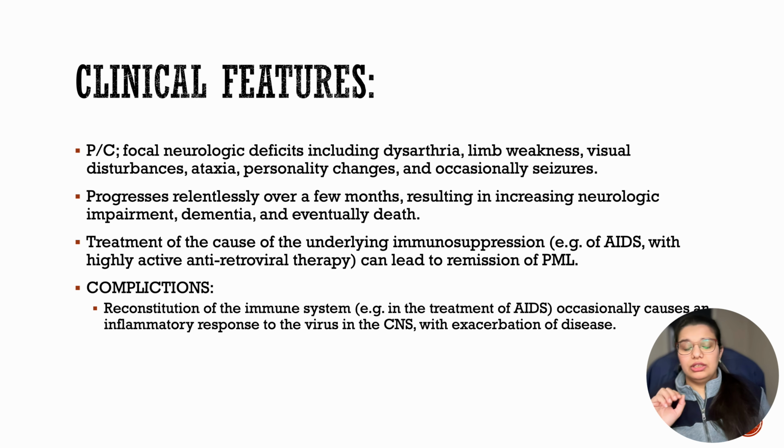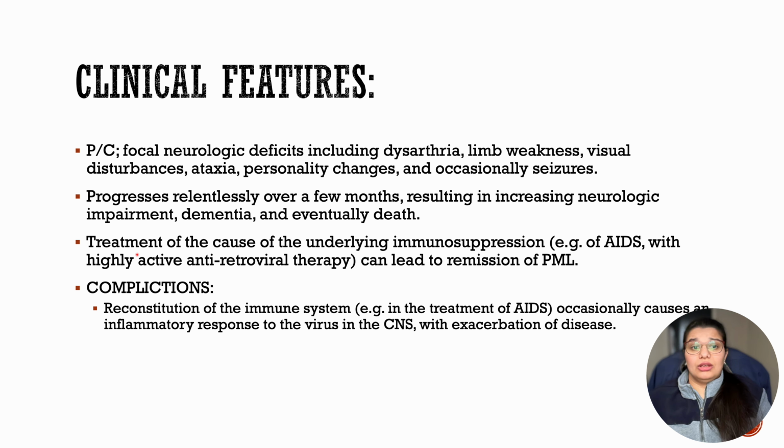Now, moving on, what would be the clinical presentation? As in our scenario, a patient would present with focal neurologic deficits, including dysarthria, limb weakness, visual disturbances, ataxia, personality changes, occasionally seizures. It progresses relentlessly over a few months, and it can result in increased neurologic impairment, dementia, and eventually death can occur. These are its complications.